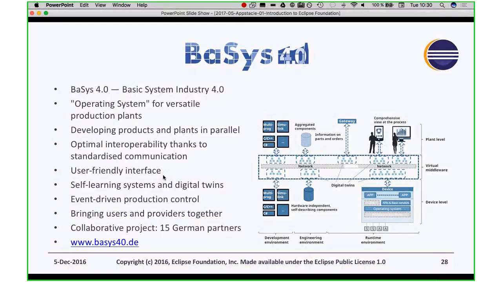BaSys is about Industry 4.0. They want to build some standards around Industry 4.0. It's a German project, so if you don't speak German, you are a bit in trouble on this project. For this reason, Ralph is the only one who is taking care of that.